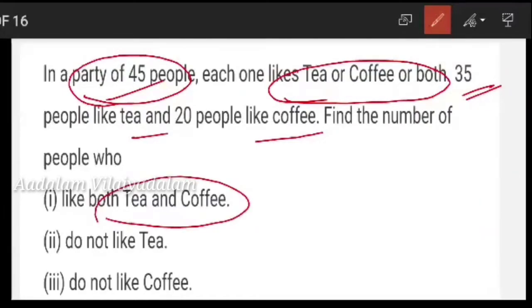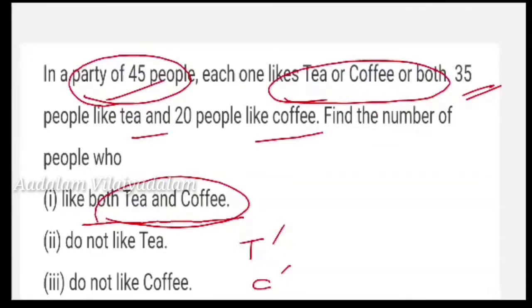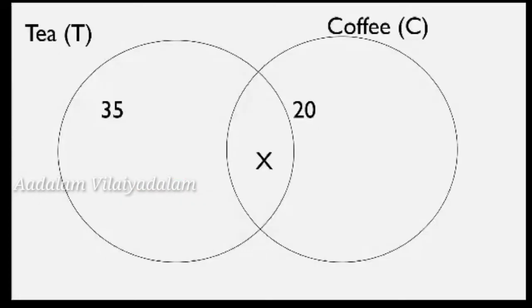Usually, while solving a problem using a Venn diagram, if we have the intersection data, it is easy for us to find the remaining values. But in this question the intersection is not given, and they are asking us to find the number of people who like both tea and coffee. And they are asking who do not like tea, that means T dash, and who do not like coffee, that means C dash. Now let's move to the Venn diagram and plot all these values.